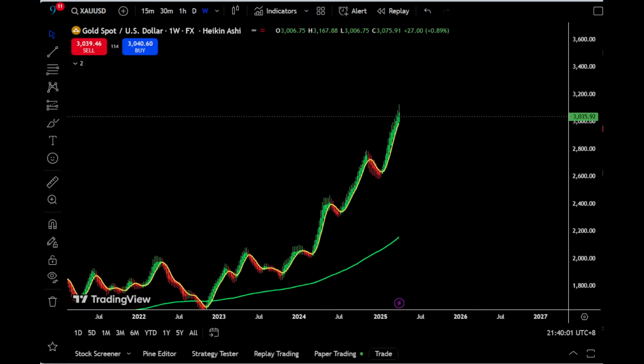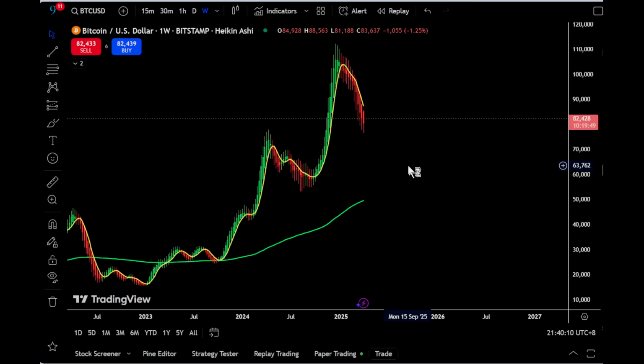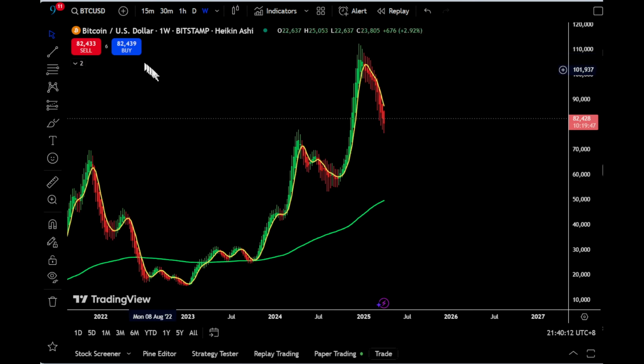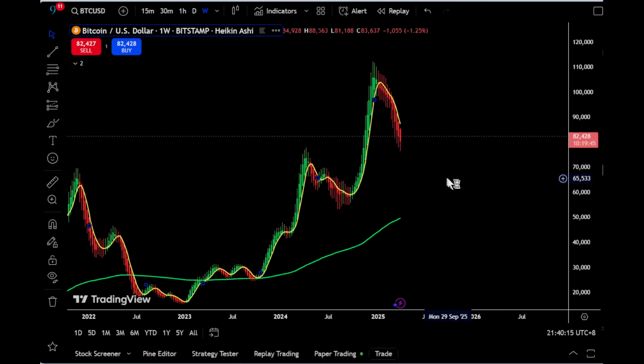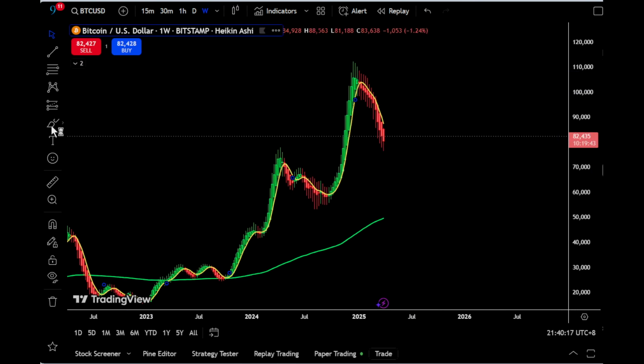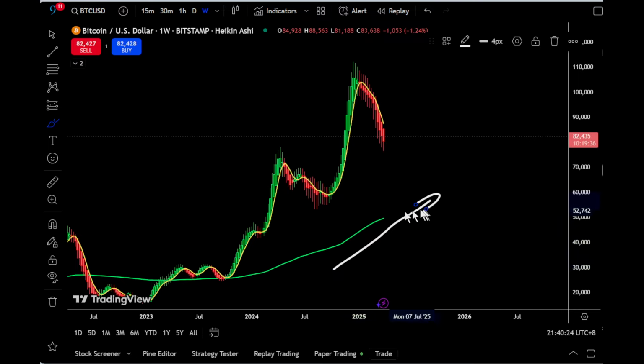Okay, let's look at... What should we look at? Bitcoin. Bitcoin is very nice. It's a very serious downtrend, as previously I expected. So this is still an uptrend, and this is a weekly chart. It's still on an uptrend. The only thing is it's in a very serious long-term pullback. As you can see, this is a long-term pullback.